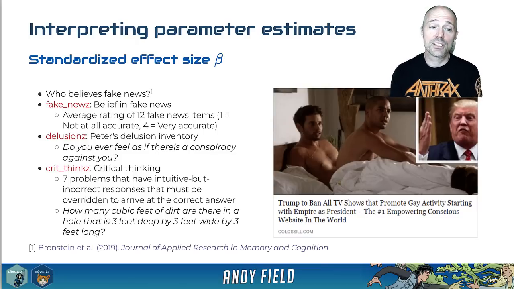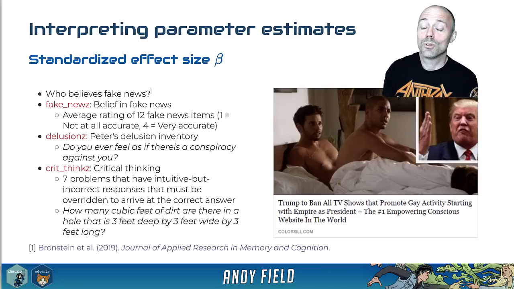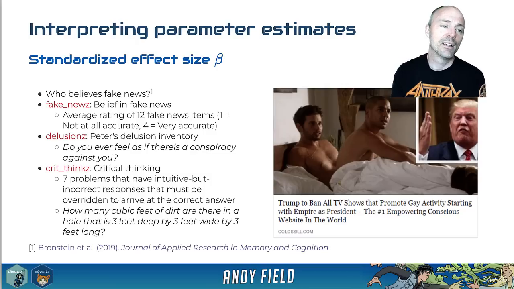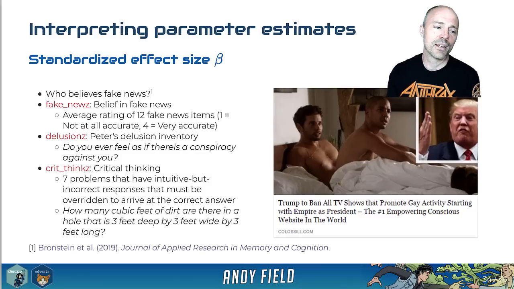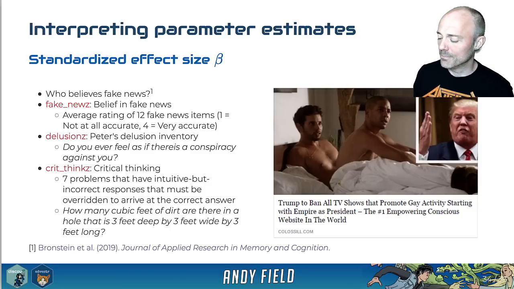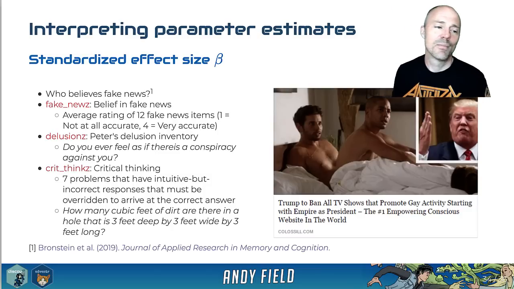This had items such as, do you ever feel that there is a conspiracy against you? So that would give you some kind of indication of a person's propensity to delusional thinking. And they also gave a measure of critical thinking. They had 7 problems that had intuitive but incorrect responses, so you basically need to think about it to get the correct answer. One example of this was, how many cubic feet of dirt are there in a hole that is 3 feet deep by 3 feet wide by 3 feet long? Give yourself a minute to think about the answer to that.